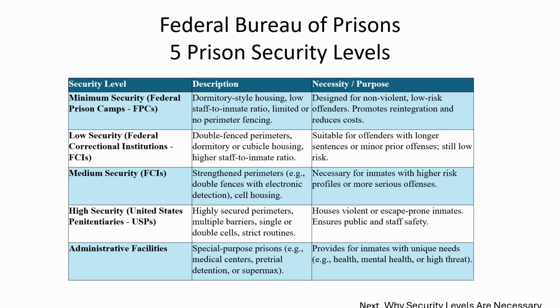There are 5 prison security levels in the Federal Bureau of Prisons: minimum, low, medium, high, and administrative facilities. You have a brief description of each and why they use that particular security level.